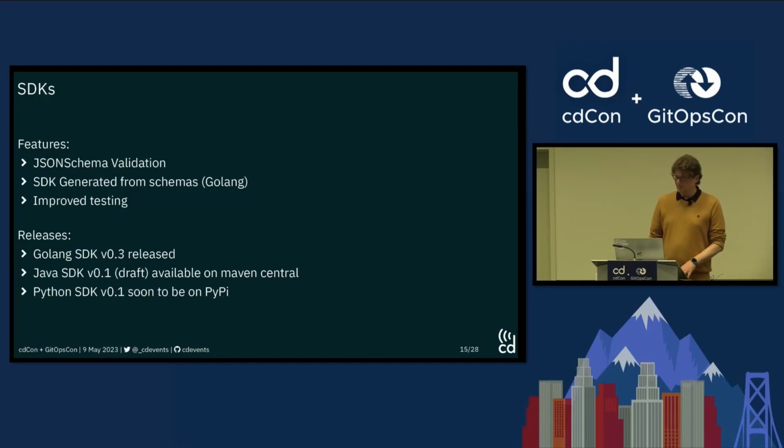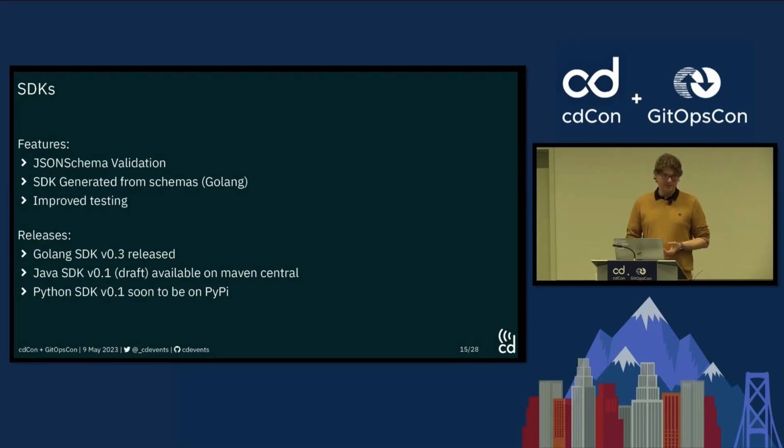We did a lot of work on our SDKs as well. So we started with a Golang SDK. We added features like JSON validation, so you can validate all the incoming events through JSON schemas, and you can also validate produced events. For the Golang SDK, it's now generated directly from the JSON schema to improve reliability. We improved the testing as well. So we have the Golang SDK version 0.3 released.